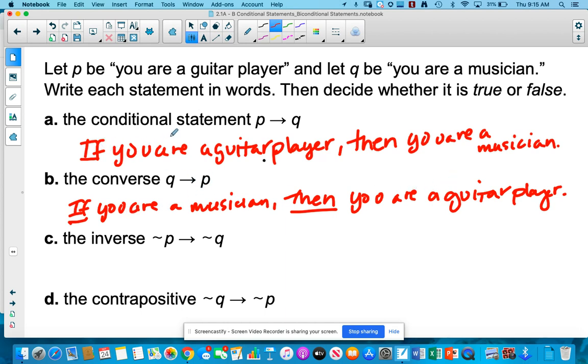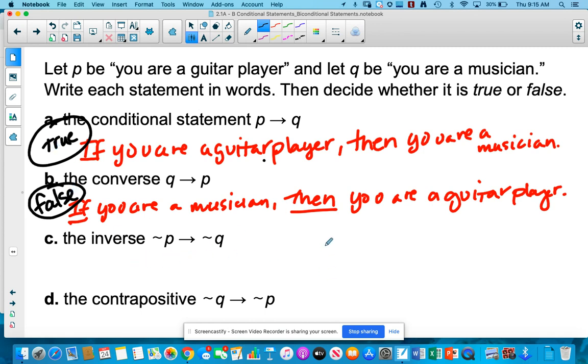So let's look at A. Is A true or false? If you are a guitar player, then you are a musician? Yeah, that is true. Let's look at B. If you are a musician, then you are a guitar player. Is that always true? It is not, because you could be a musician and be a piano player, right? All right, so we know A is true, B is false.